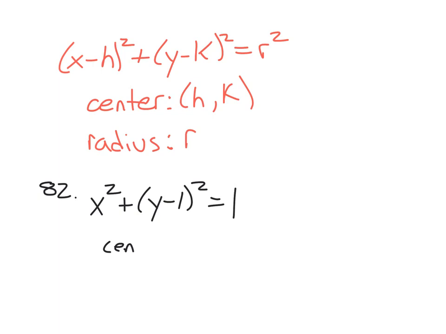So then the center, right, you don't see a value with the x, so that means it's at 0. And then just remember it's always the opposite sign. So then the center is at (0, 1). Is that okay?